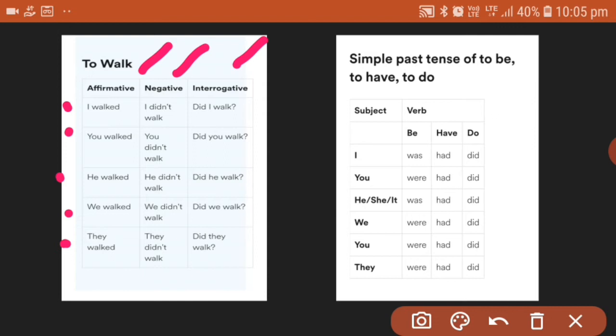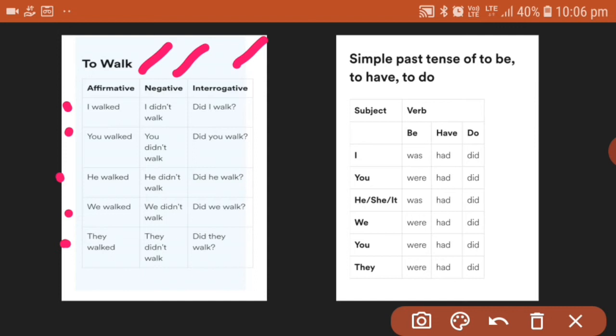Here you can see there is no effect of subject on the main verb. Walked. In the first sentence walked, second walked, third walked, fourth walked, fifth walked. So with I walked, with you walked, with he walked, with we walked, with they walked.